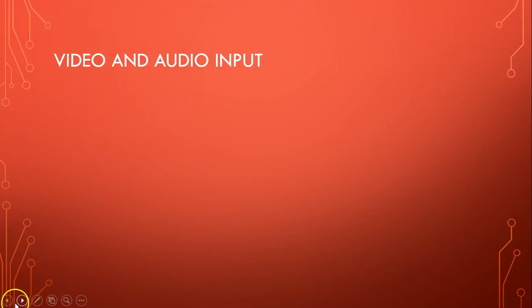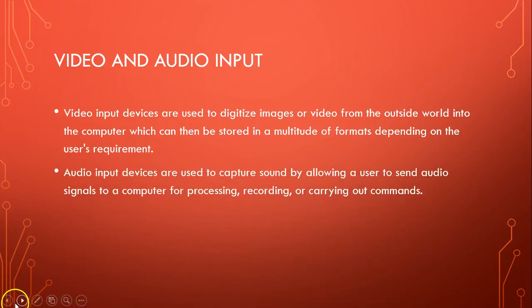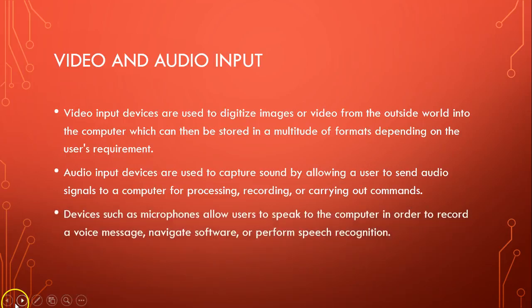Next, let's talk about video and audio input. Video input devices are used to digitize images or video from the outside world into the computer, which can then be stored in multiple formats depending upon the user's requirement. Now, audio input signals are used to capture sound by allowing users to send audio signals to the computer for processing, recording, or carrying out commands. Devices such as microphones allow users to speak to a computer in order to record things like voice messages, do software navigation, or even perform speech recognition. So there's multiple things, not simply just, hey, I'm going to record myself talking.